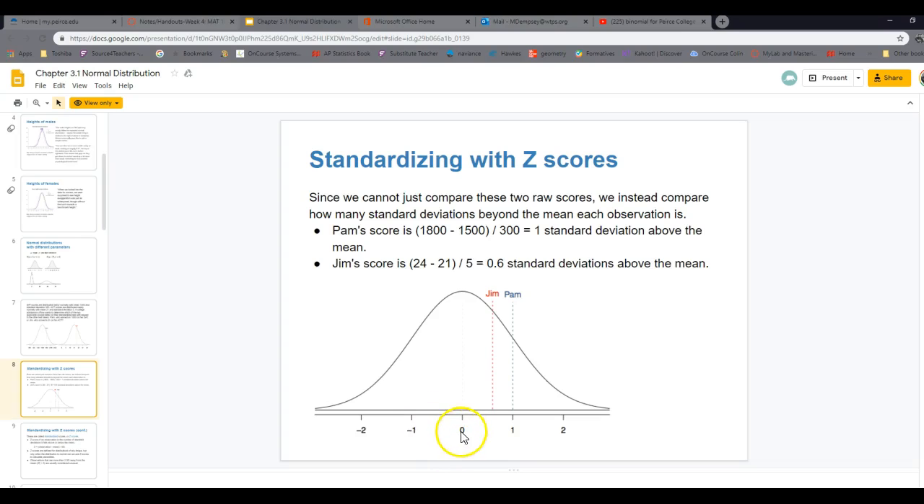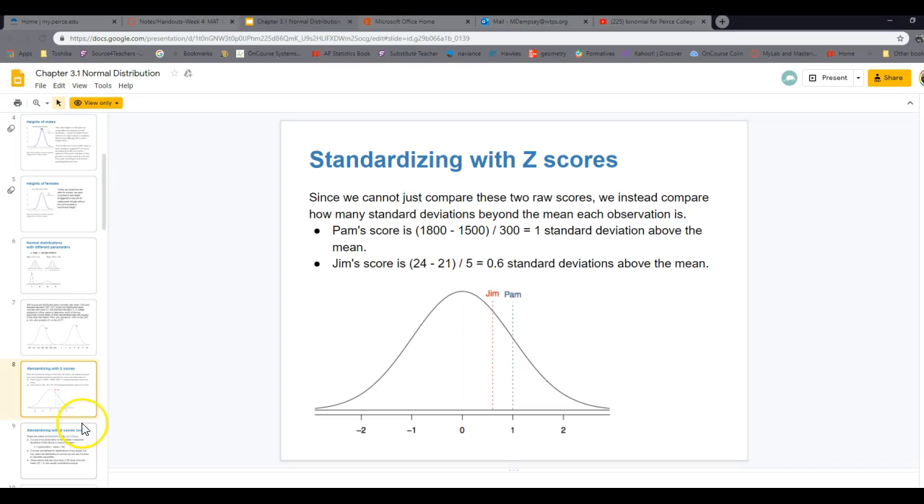Okay, so watch. 0 is the mean. 50% of all observations live below the mean, right? 50%, half below, half above. So take 50% and 34%, and that's about 84%.